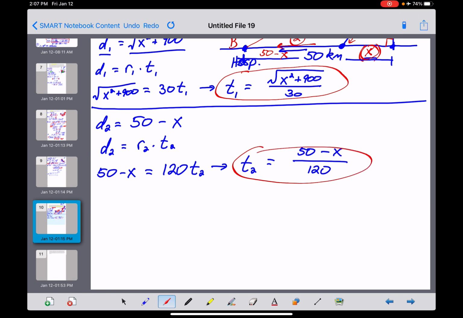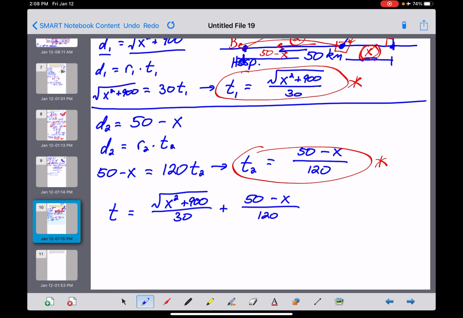So this first expression was telling us how much time it would take to hit the road here, and the second t expression is telling us how much longer it's going to take, once we hit the road, to get to the hospital. So the total time right here, guys, is going to be the sum of those two individual times. Time 1, which is the square root of x squared plus 900 all over 30. And we'll add to that time 2 on the road of 50 minus x all over 120. Okay, so that expression right there took a lot of work.